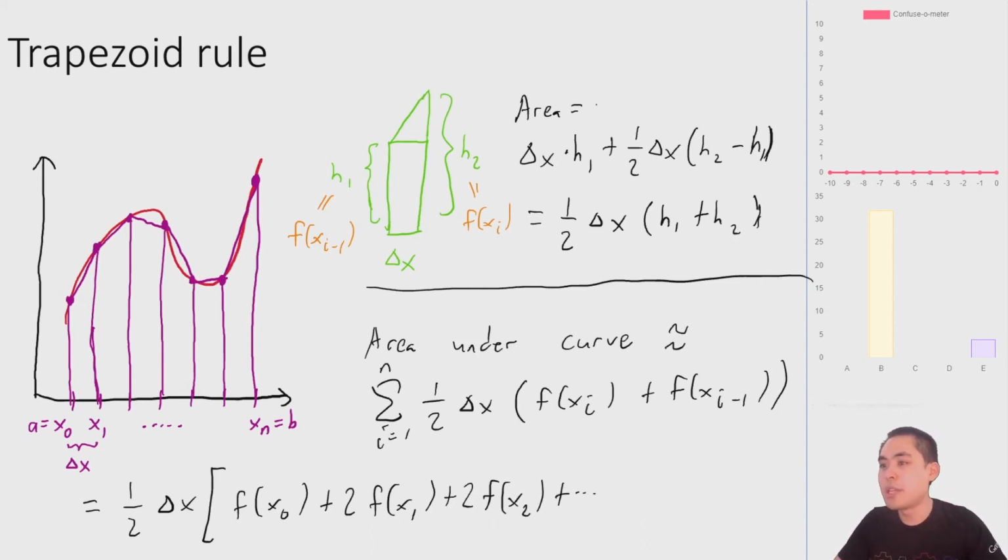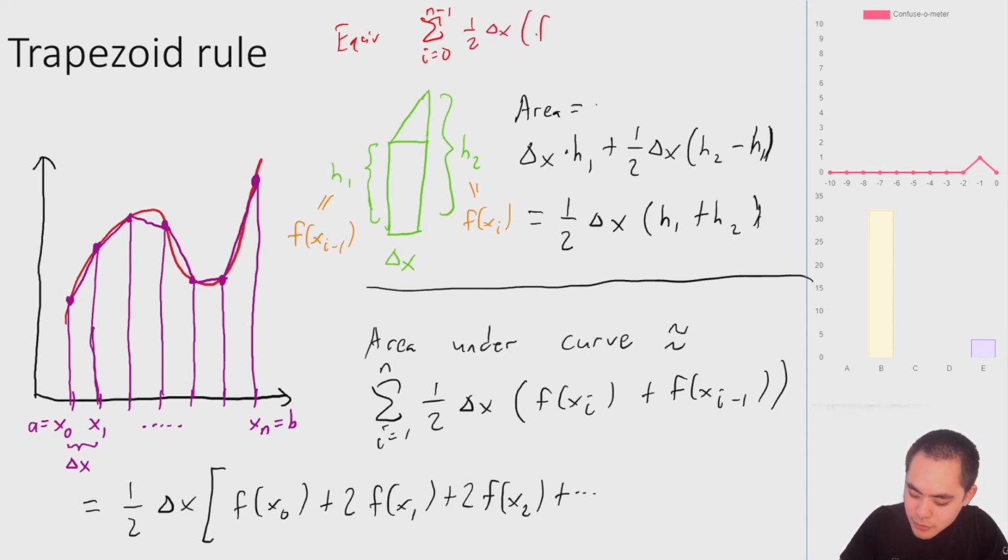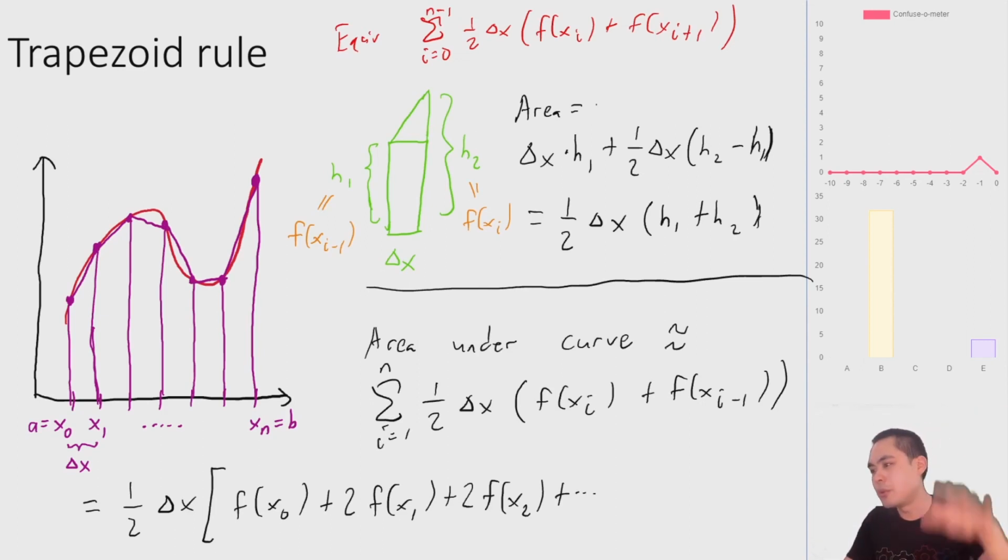Why is it minus 1, not plus 1? Oh, so if you start from i equal to 0 to n minus 1, then it would be plus 1. So it's just a change of variables. It would be equivalent to say the sum from i equals 0 to n minus 1 of 1/2 delta x times f of xi plus f of xi plus 1. So it's just a matter of which index you're starting with. And I started with index 1 because that's what we did with the Riemann sums.